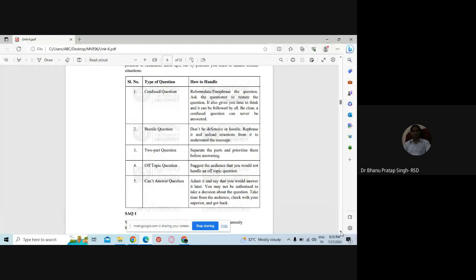Can't answer questions. Some questions may be such that you do not have the answer, so admit it and say that you would answer it later, or you may not be authorized to answer these kinds of questions. So forward these questions, or assure the audience that their question is being forwarded to the higher or concerned authority to get back.